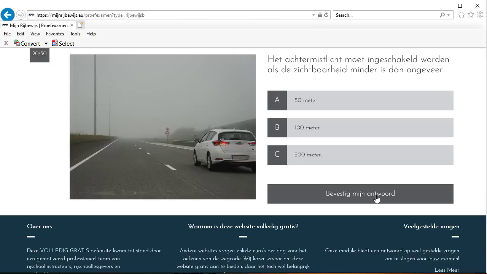The rear mist light must be switched on if the visibility is less than how many meters? 50, 100, 200. I think for the rear mist lights it is 100 meters visibility. When it is less than that, you should switch on the rear mist lights. And front mist lights are optional, so if you want, you can switch them on or not.